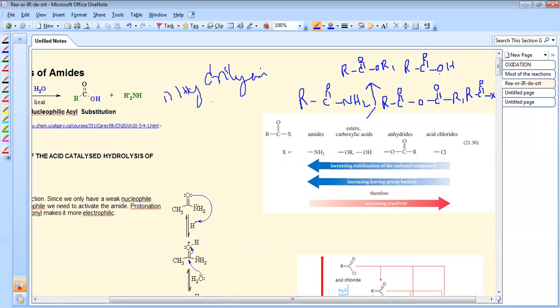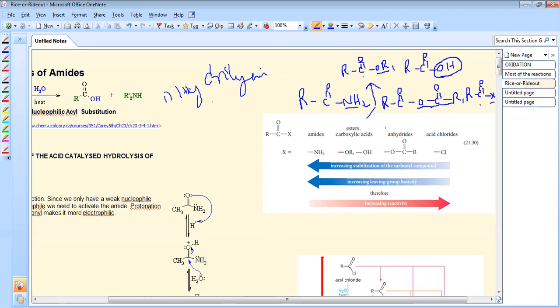The OH group of carboxylic acid is replaced with OR here, with NH2 here, with carboxylate, RCOO, here, and with halogen here. So these are known as derivatives of carboxylic acid. This is acid halide, this is anhydride, this is amide, this is ester.